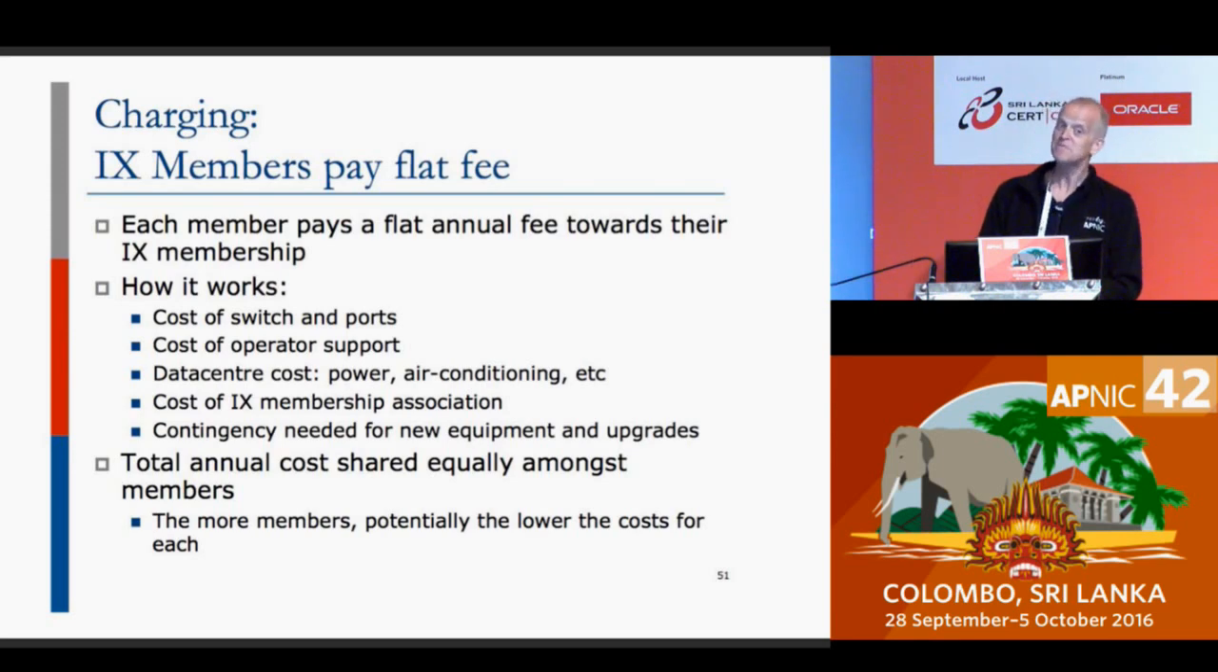And of course, the more members you get, the cheaper it becomes for everybody. Actually, the more members that you get, the bigger the switch you need and the more you can do. So it goes both ways. But members paying a flat fee is probably the best and most equitable model if you can't get it for free.